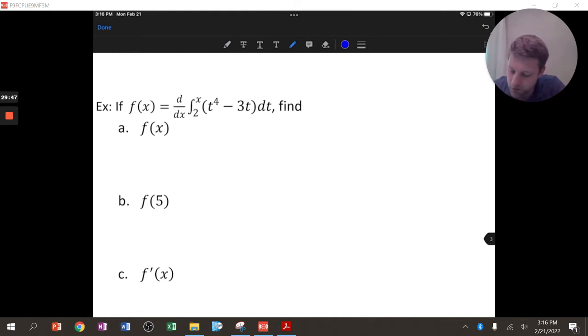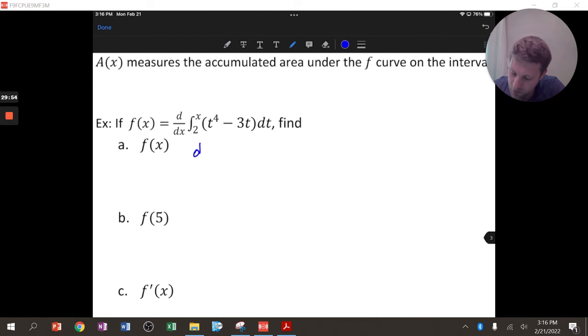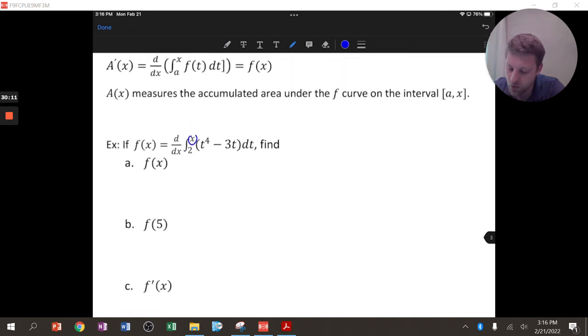We could say that the f of x could give us the derivative of the integral here, which ends up being just our function itself evaluated at my upper endpoint here. So this would just be evaluated at x to the fourth minus 3x.